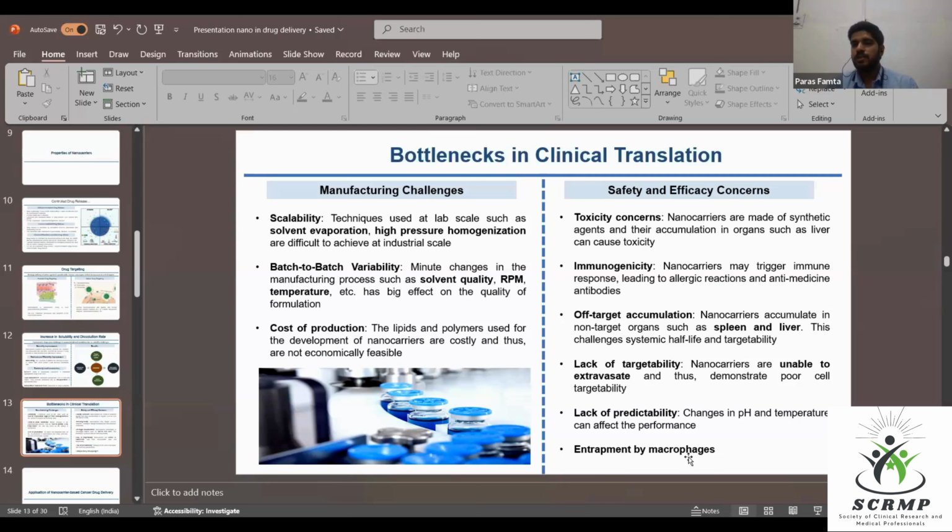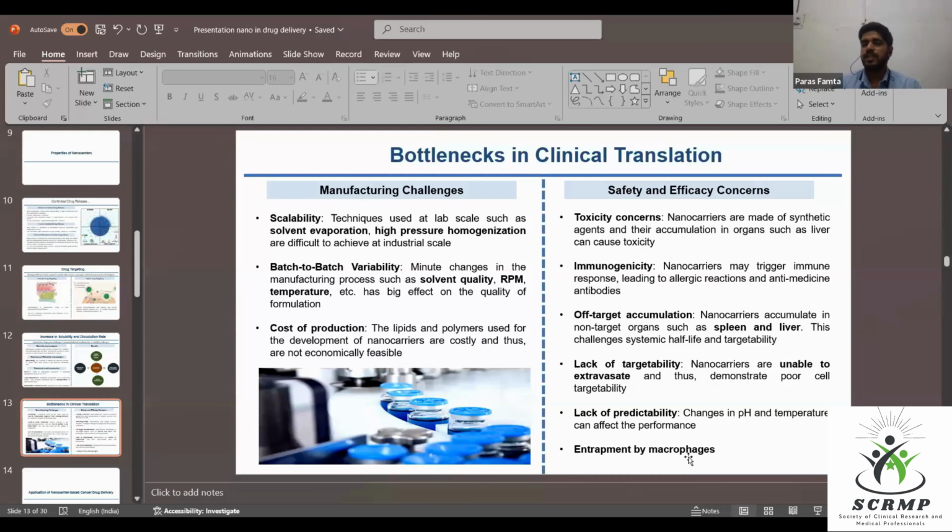Lack of targetability also. So nanoparticles are unable to extravasate. Extravasate means when we inject a nanocarrier inside a vessel, it needs to come out of the vessel to show its activity. If it won't come out of the vessel, it can't show the specificity, means it can't target that particular cell. So it needs to come out of the vessel to show its activity. But nanocarriers don't have any such property by which they can extravasate out of the blood vessels.